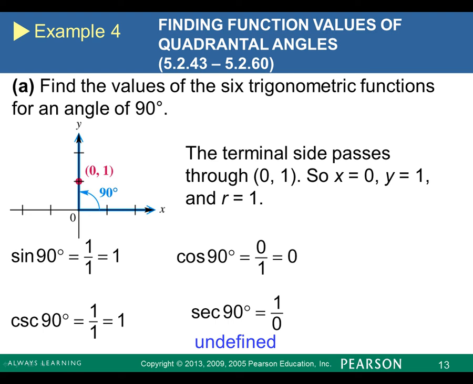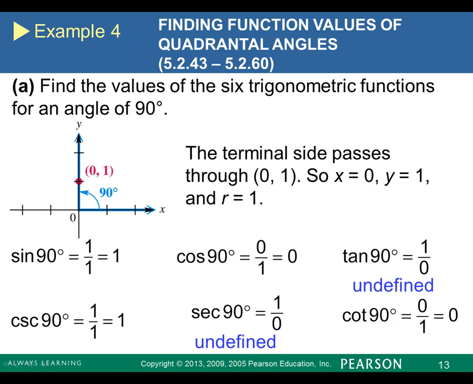How about, well, we already know tangent is undefined. We already said that. Well, what about its reciprocal, cotangent? 0, very good, because this would be the reciprocal of 1 over 0 is 0 over 1, and so cotangent at 90 is 0. Okay? All right, questions with that?